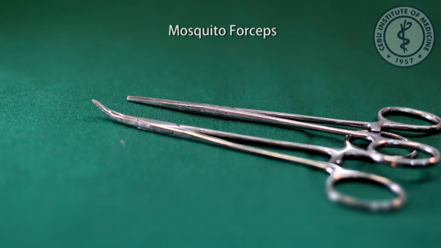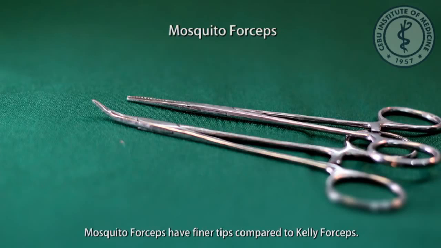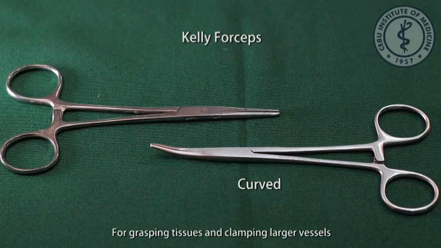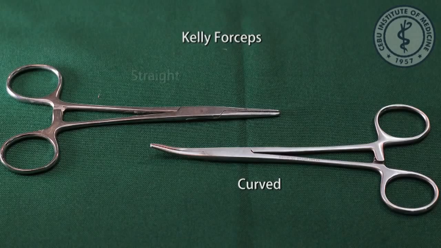Clamp forceps. Mosquito forceps, curved, for hemostasis, clamping bleeders. Straight, grasping fine tissues. Mosquito forceps have finer tips compared to Kelly forceps. Kelly forceps, curved, for grasping tissues and clamping larger vessels. Straight.